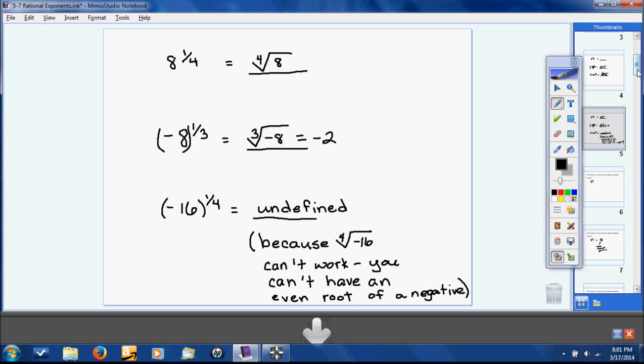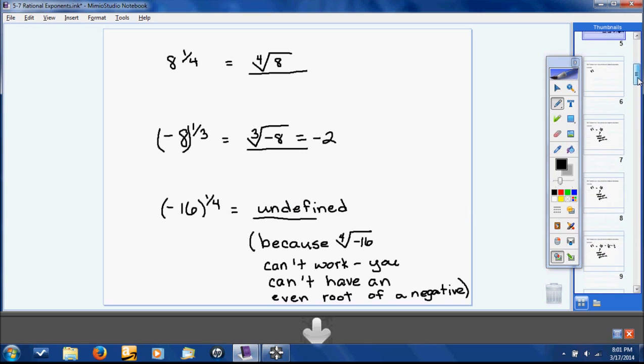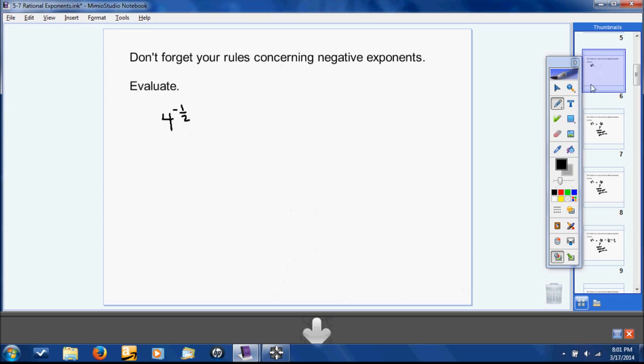Alright, so let's keep moving right along. There's a whole lot of different slides, but each one has just a little bit on it, so let's move on here. Even though we have fractions to deal with now, don't forget your rules about negative exponents.